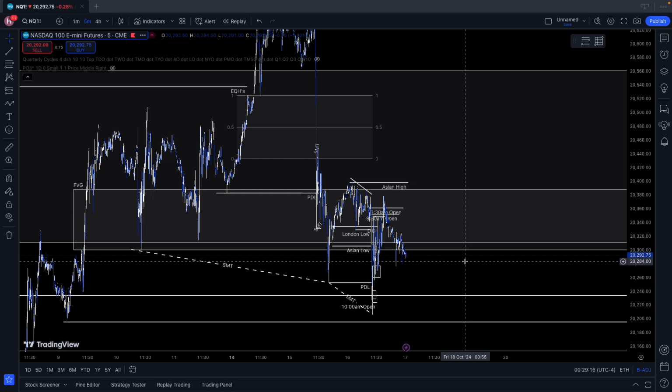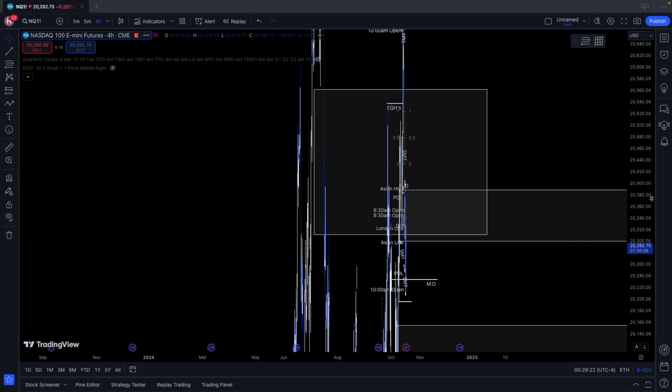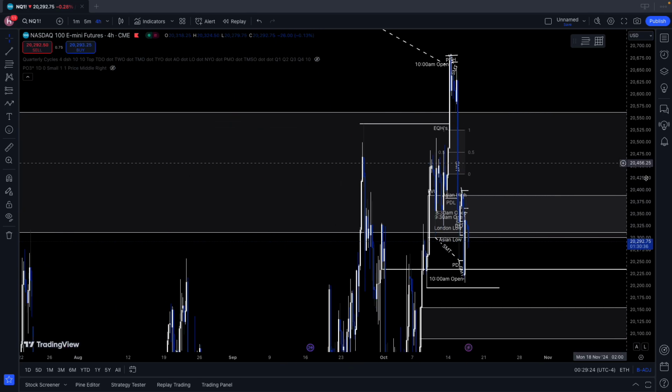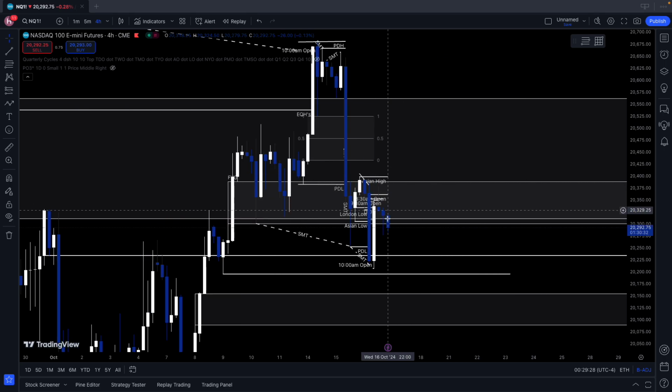That's the best explanation I ever heard, no cap. It's very simple. Bias is what price is trading off of and trading towards. And then your narrative is how you trade that bias. So narrative would be power of 3.